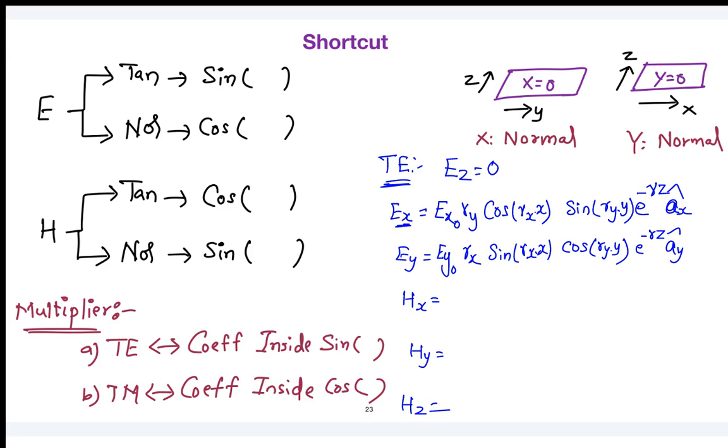Sir, if it is transverse electric, then what will be the magnetic? It will be transverse... multiplier.